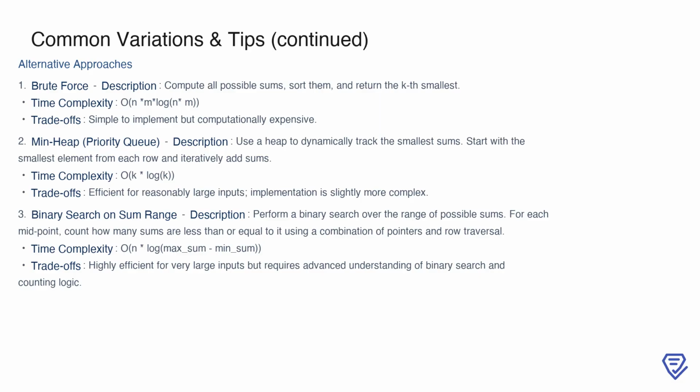Finally, for very large inputs, a binary search on the range of possible sums can be used. This technique involves dividing the sum range into smaller intervals and counting how many sums fall below a given midpoint. With a time complexity of n*log(max_sum - min_sum), this approach is highly efficient but requires a deep understanding of binary search logic and methods for counting sums efficiently. Each approach has its trade-offs, so it's important to choose the one that best fits the constraints of the problem.